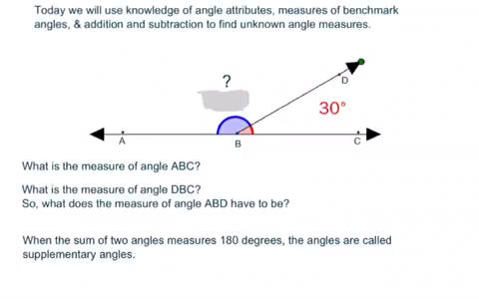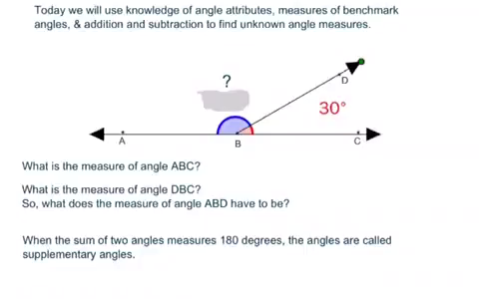So we're going to use the knowledge we have of angle attributes. So what makes an angle a certain kind? What measures would it have? What kind would it be called? And measures of benchmark angles. So the benchmarks we know, 90 degrees, 180 degrees, 360 degrees, those are the benchmark angles. And addition and subtraction to find unknown angle measures. So take a look at the one that's in front of you now. So some questions we're going to use to solve that question mark there.